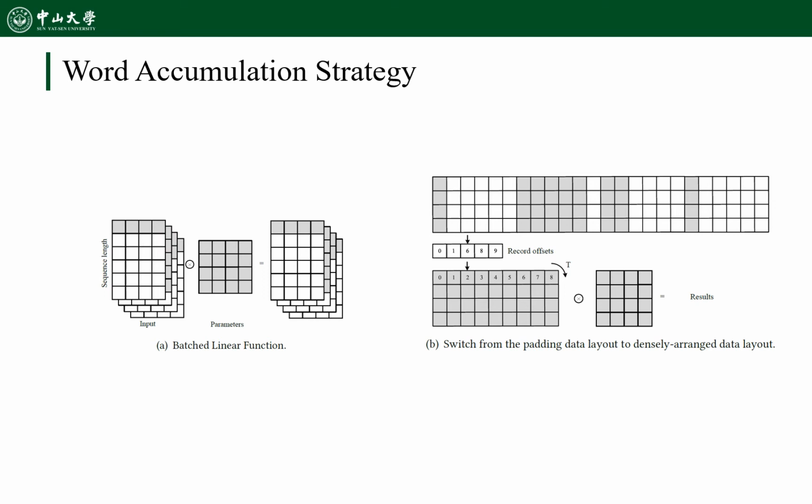To eliminate the redundant computation in linear layers, we take a simple idea from the previous work, and we call it the word accumulation strategy. It accumulates words in different sentences together, or rather switches the padding data layout to a densely arranged data layout. As there is no data dependency between words, the redundant computation can be removed.